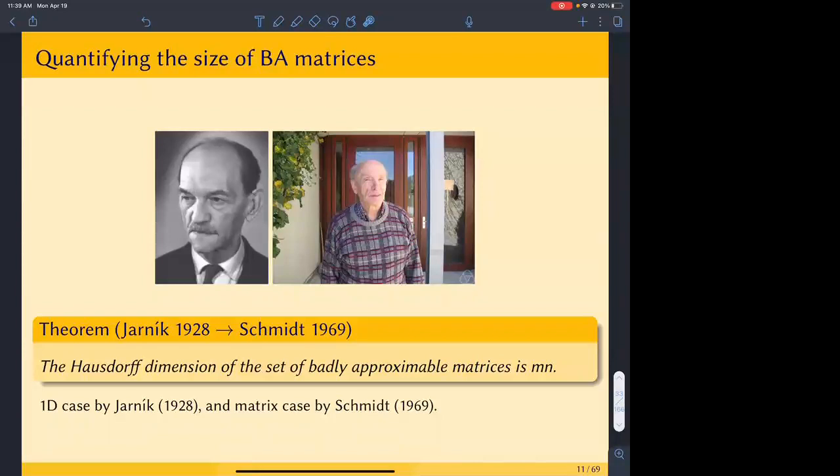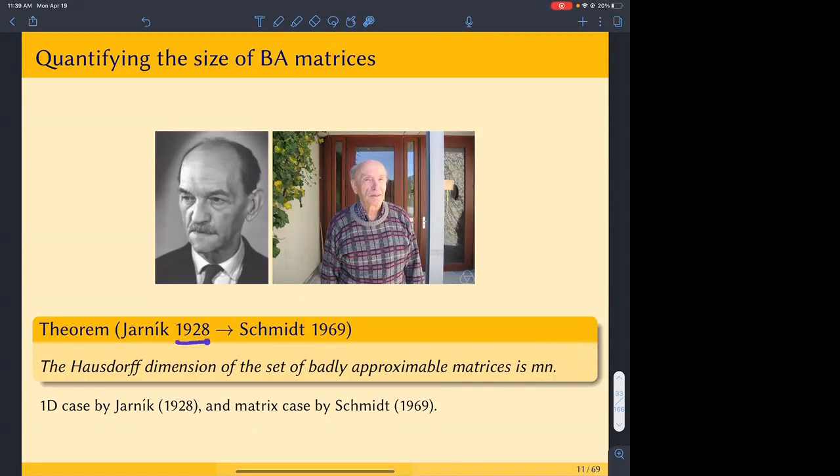So it was a theorem due to Jarnik in the seminal paper that I mentioned in 1928. And Jarnik used the theory of continued fractions to prove that the Hausdorff dimension of the set of badly approximable real numbers, or 1-by-1 matrices, is 1. So it's full dimension in the reals, okay?